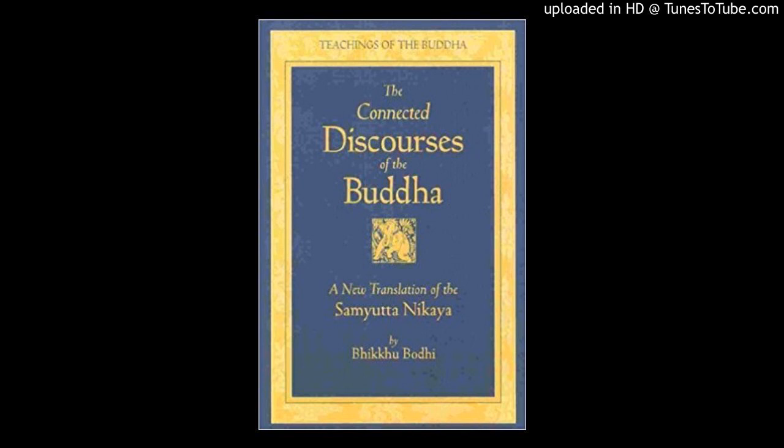With six sense bases as condition, you have contact. With contact as condition, you have feeling. With feeling as condition, you have craving, then clinging, being, birth, aging and death. So this is the origin of the whole mass of suffering. And similarly, when ignorance ceases, then volition ceases, and then consciousness ceases, and then mentality, materiality ceases one by one.